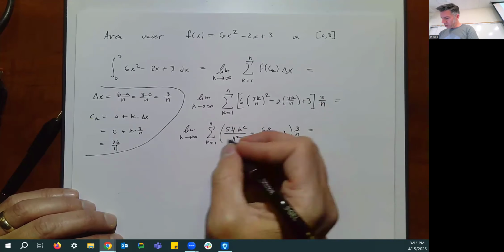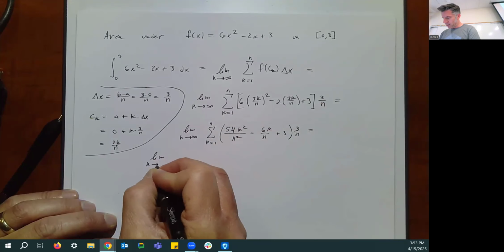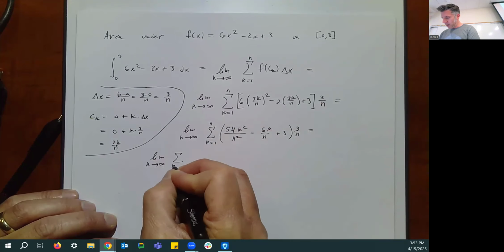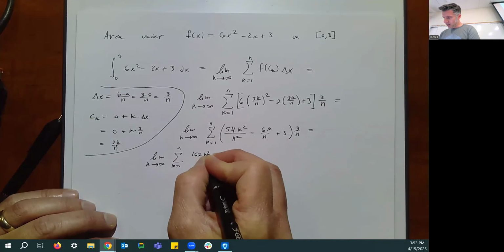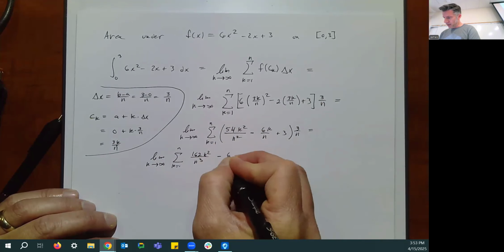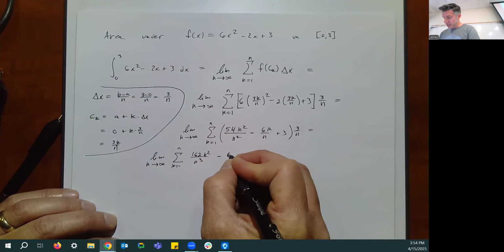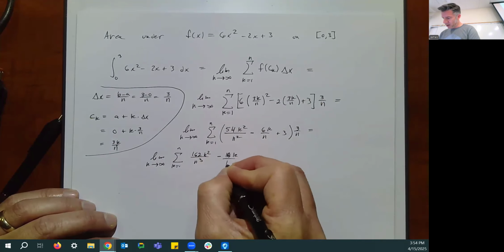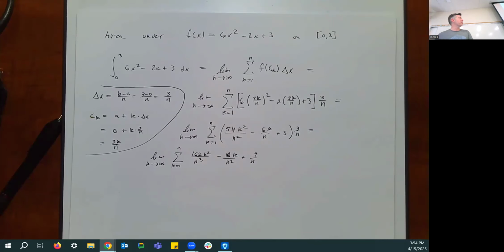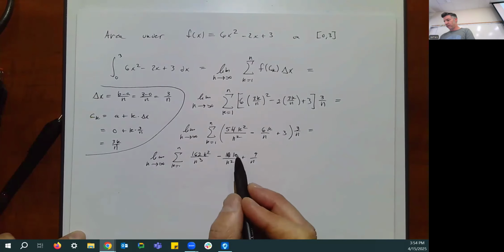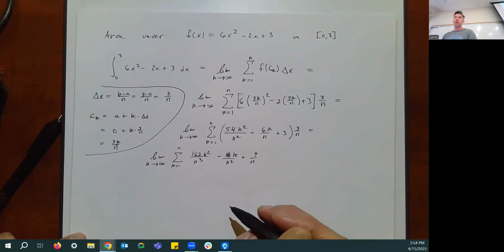So then doing one more distribution here. The limit as n goes to infinity of the sum from k equals 1 to n. 3 times 54 is 162 k squared over n cubed, minus 6 times 3 is 18 k over n squared, plus 3 times 3 is 9 over n. And we're in the usual good spot of having every power of n be 1 larger than every corresponding power of k. That's always what you're hoping for when you do this kind of problem. n cubed with k squared is good, n squared with k to the first is good, n to the first with k to the 0th is good.